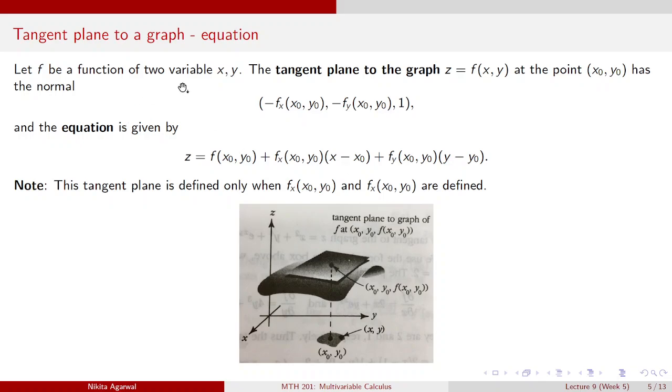Let f be a function of two variables x and y. The tangent plane to the graph at the point (x0,y0) has normal given by the coefficients of x minus x0, y minus y0, z minus f(x0,y0), which is this, and the equation is given by this, right? Now, of course, this tangent plane is defined only when both the partial derivatives f_x and f_y at (x0,y0) are defined. Okay, so this is how the picture of a tangent plane looks like.